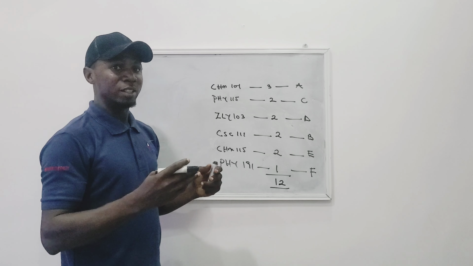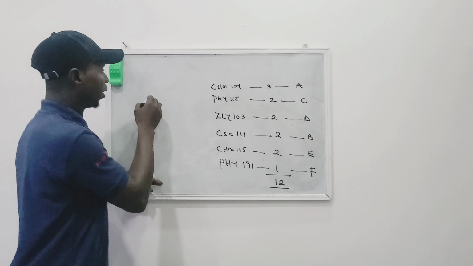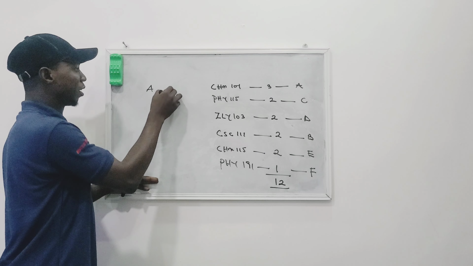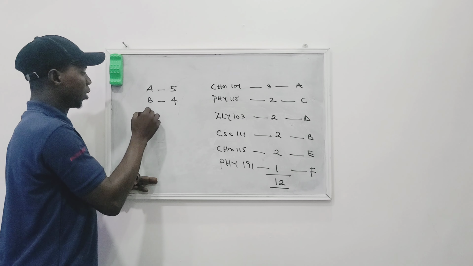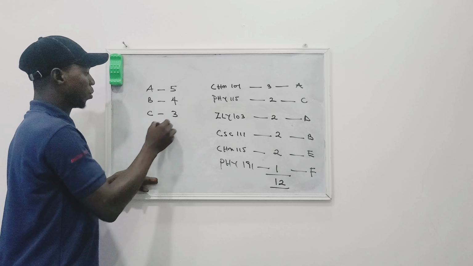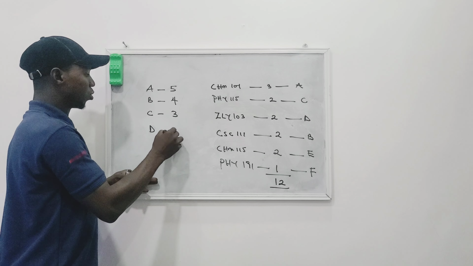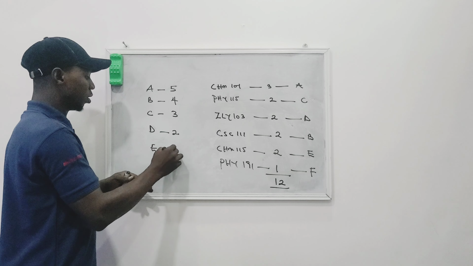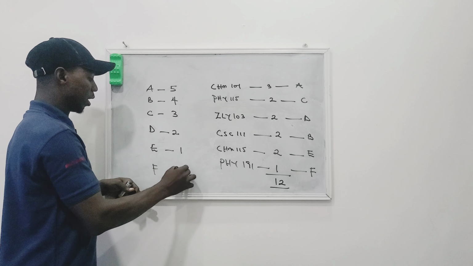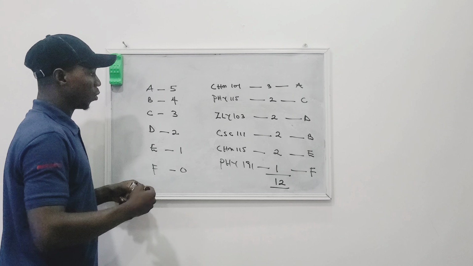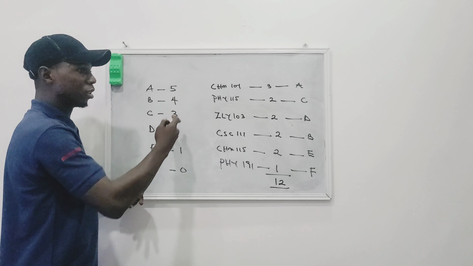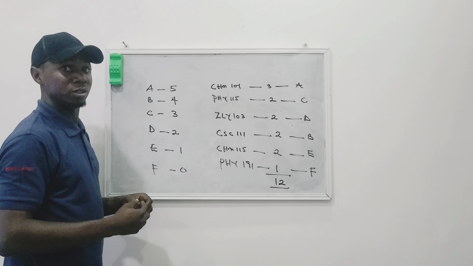Number two, you know that the grading system has it that grade A is 5 points, grade B is 4 points, grade C is 3 points, grade D is 2 points, grade E is 1 point, and F is 0. So you have to know what each grade point represents first.